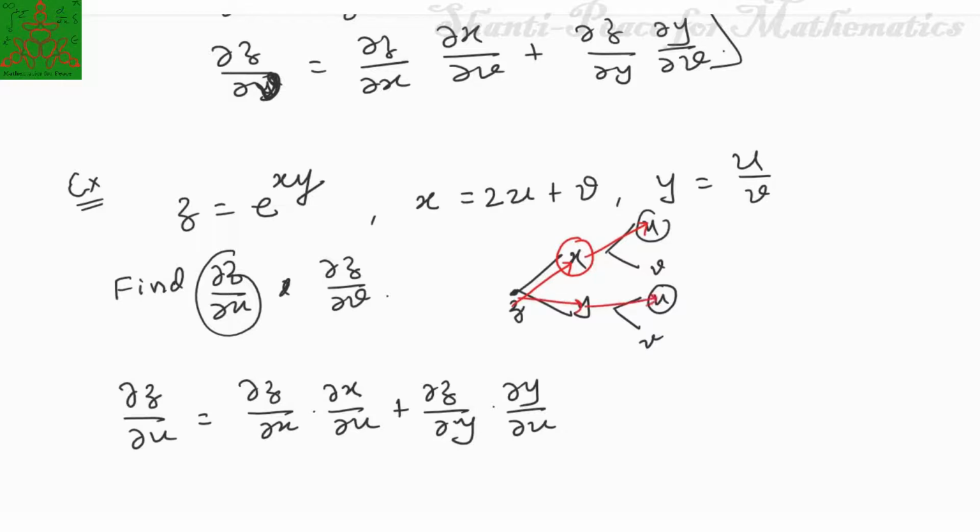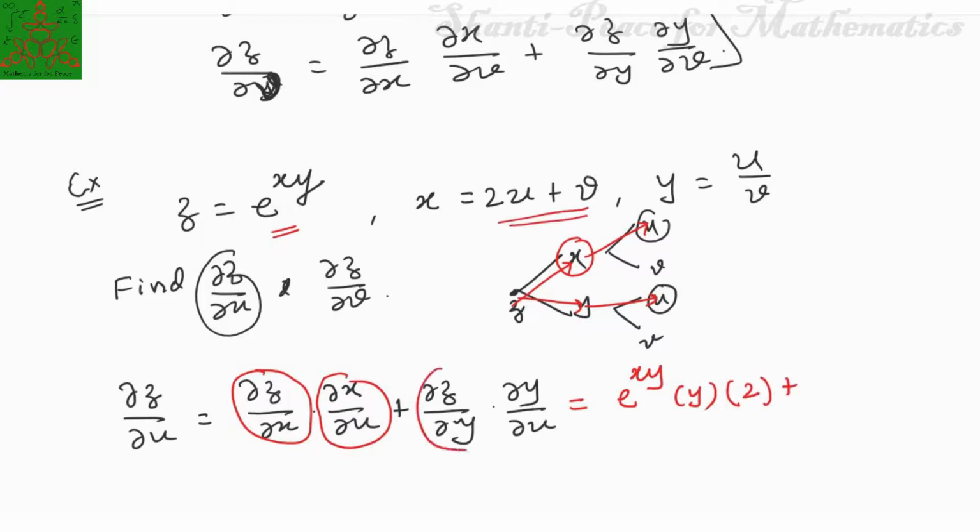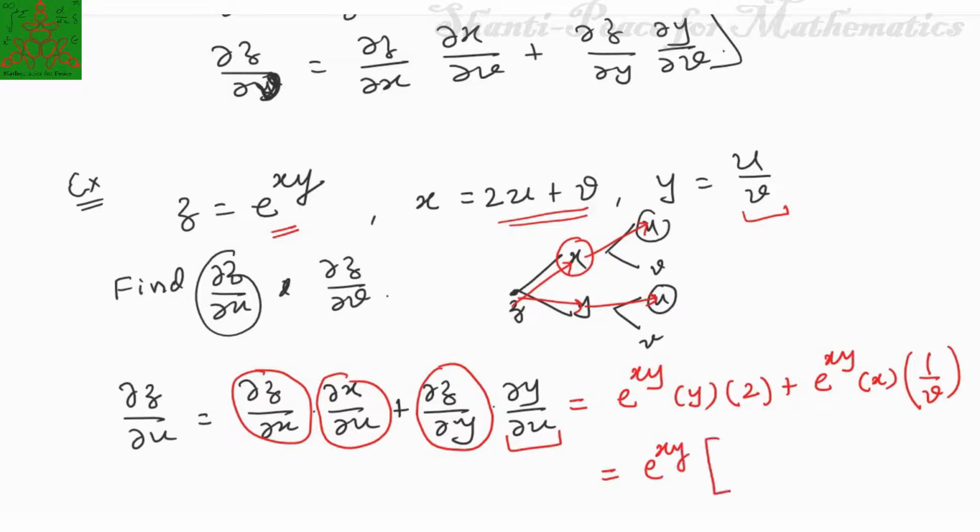Now you just see that del z upon del x, the derivative of e power xy, is e power xy into y. The derivative of x with respect to u is 2, plus the derivative of z with respect to y, which is e power xy into x, and the derivative of y with respect to u, that is 1 upon v. If you simplify this, e power xy is common, so you will have 2y plus x upon v.